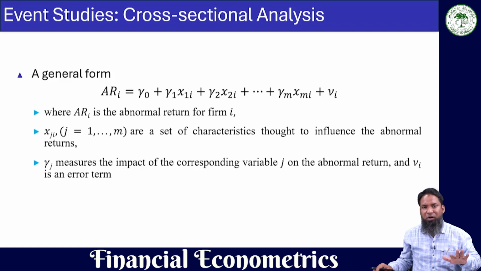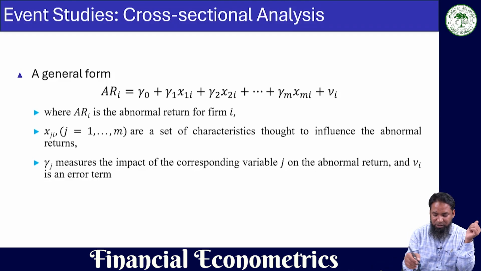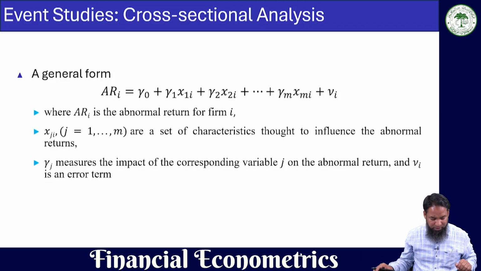So, those are the specific characteristics we have taken, and this could be generalized here, where we have AR_i, that is the abnormal return of the firm i. Then these are the characteristic variables we can take from j to m, and gamma_j measures the impact of the corresponding variable j, that is the characteristic, on the abnormal return, and mu_i is the error term we have.